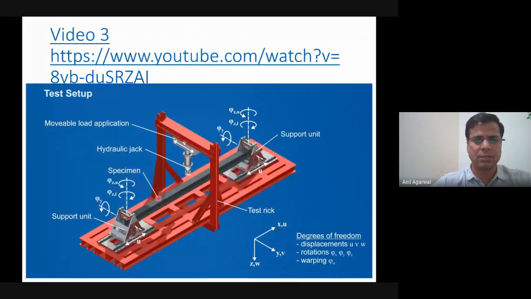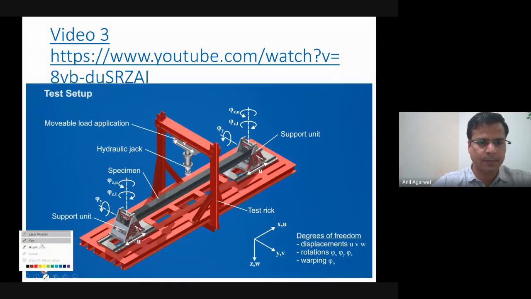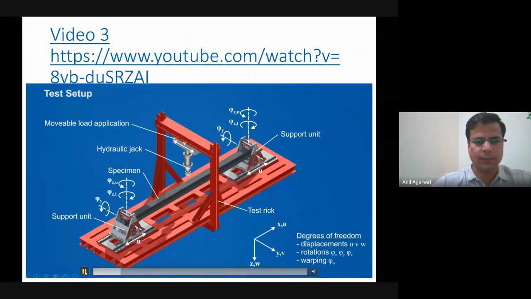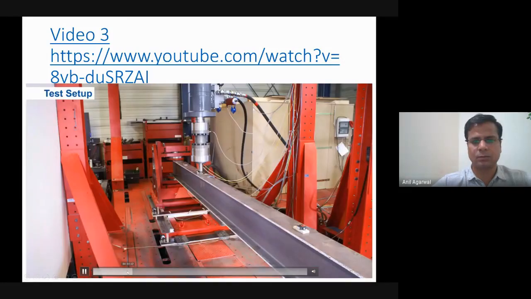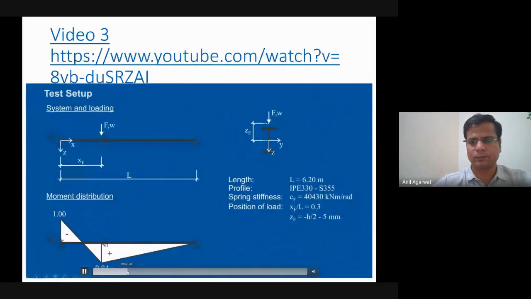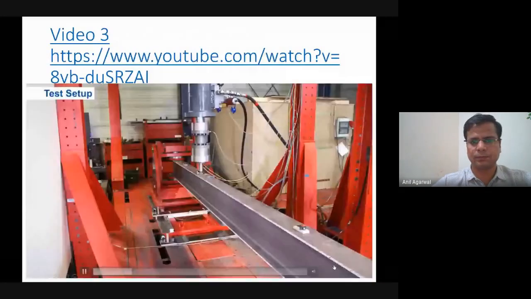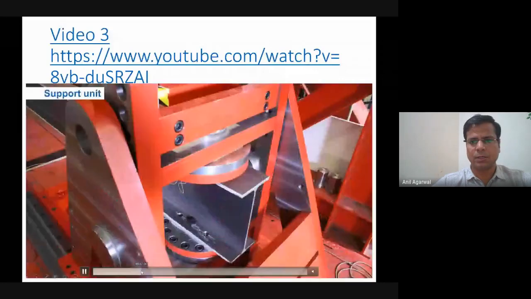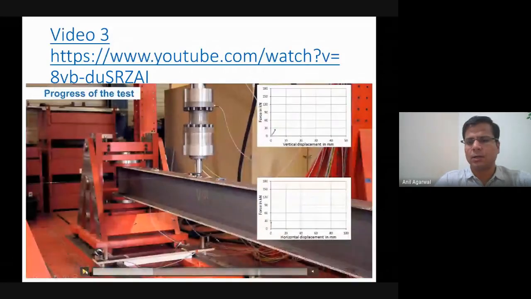This is a real experiment. What you can see here is, I can't play the video again. Sorry. So an axial load is applied on this beam. Here, what you can see is this is the load being applied, right here.